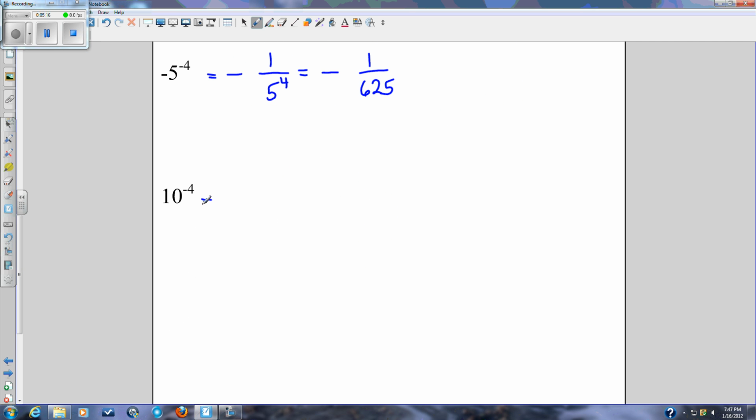Next, we have 10 to the negative 4. That's the same as having 1 over 10 to the positive 4. And 10 to the 4th power, 10 times 10 times 10 times 10, gives you 1 over 10,000.